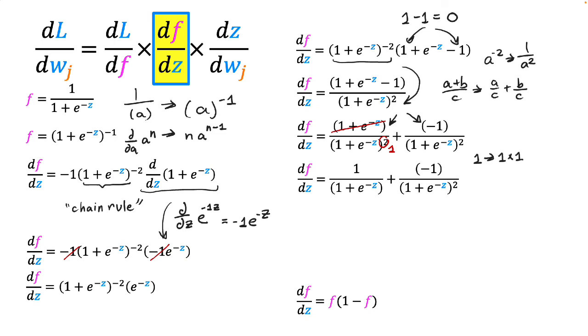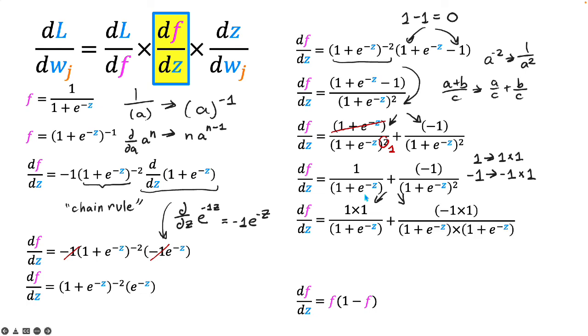Now the next rule of math we're going to apply is that 1 is the same as 1 times 1. So this first term can be rewritten like this. 1 is now 1 times 1 divided by that denominator. And here's another rule of math. Negative 1 is the same as negative 1 times 1. So that second term can be rewritten like this. That minus 1 is now negative 1 times 1 divided by this expression on the bottom. And you can see that the denominator changed because we applied this rule, which is that A squared is the same as A times A. So now it's just 1 plus e to the minus z times 1 plus e to the minus z.